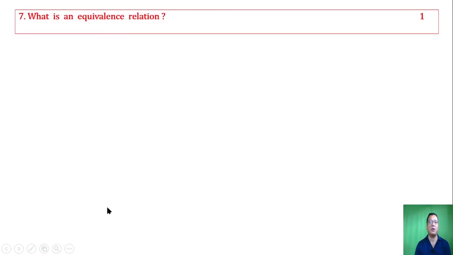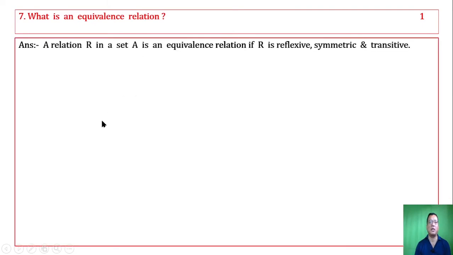Question number 7. What is an equivalence relation? A relation R in a set A is an equivalence relation if R is reflexive, symmetric, and transitive. Any relation that satisfies these is called an equivalence relation.